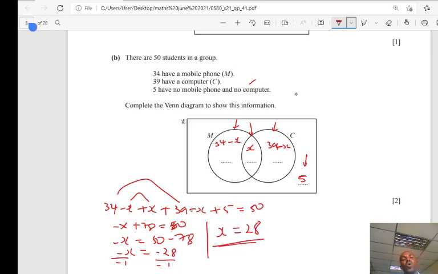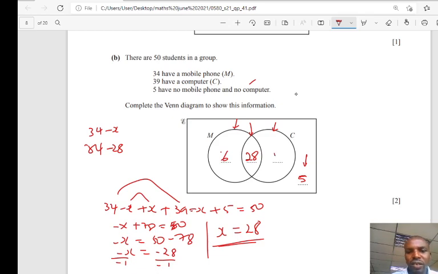So 28 students own all 3 things, which means if I am to now fill in my set here, this part will be 28, and this part will be 34 minus X, which is 34 minus 28, 6. Then this part is 39 minus 28, 11. Then in this case, you can say you are done. You have completely filled your set. So that's what you do. Next question.